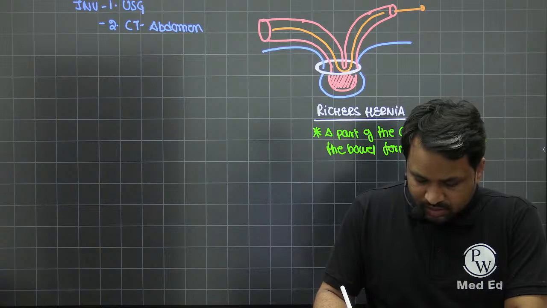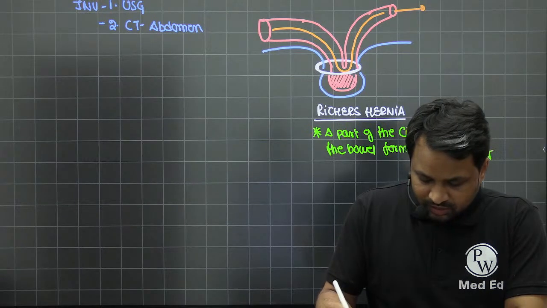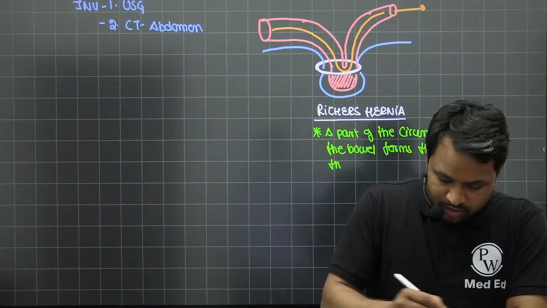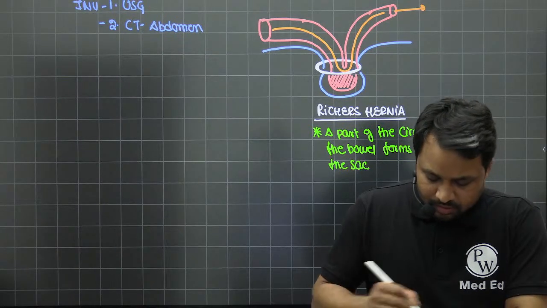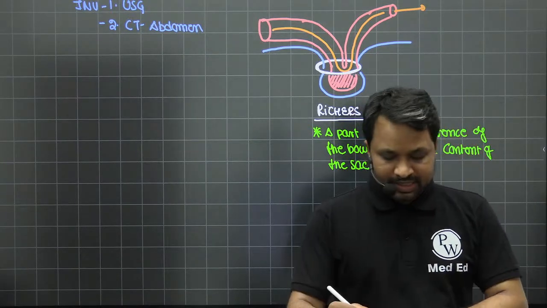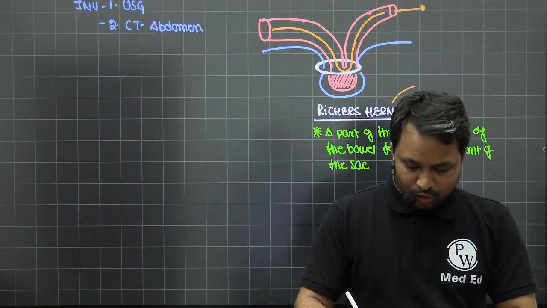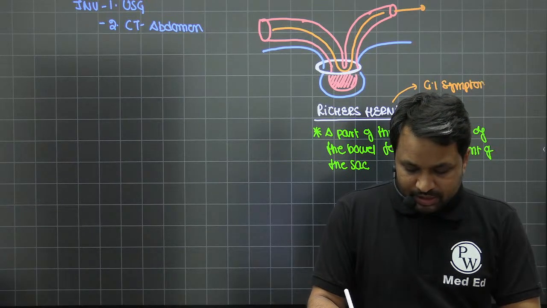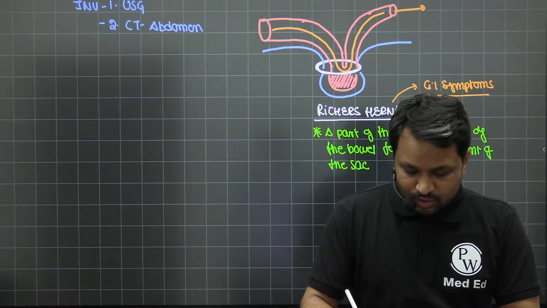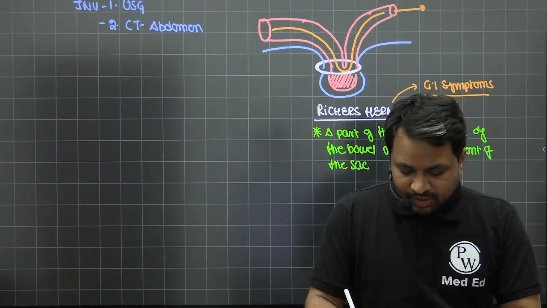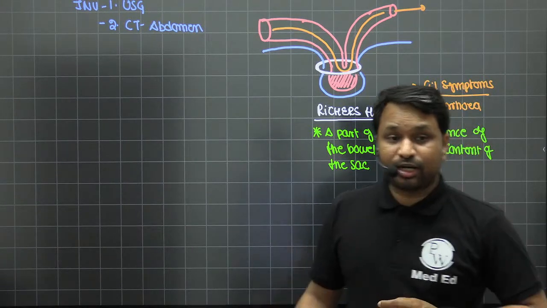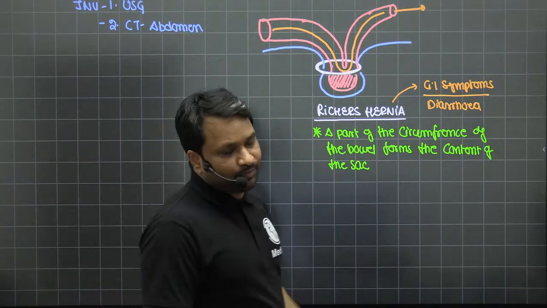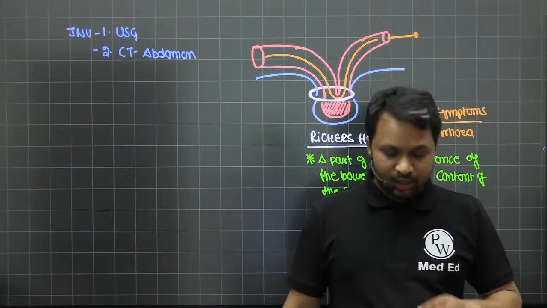It forms the content of the bowel, or the content of the sac, not the entire bowel itself. The problem here is Richter's hernia usually presents with GI symptoms. What are GI symptoms? It usually presents with GI irritation, and that is usually associated with diarrhea. So you can see an obturator hernia patient, an elderly female, presenting with diarrhea. Okay? That is also quite possible in obturator hernias.